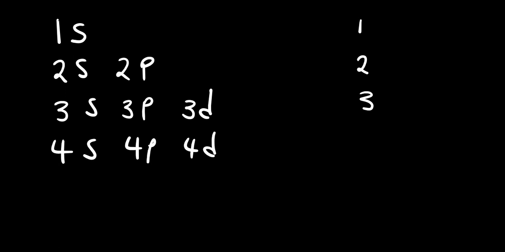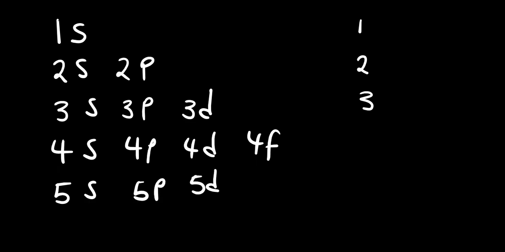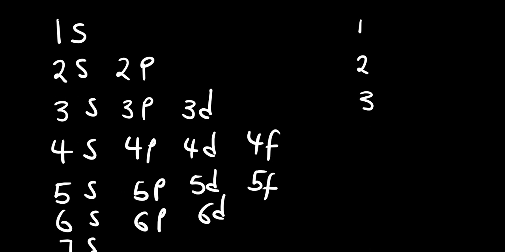Then in the fifth, you've got 5s, 5p, 5d, 5f. Then in the sixth shell you have 6s, 6p, 6d. Then in the last one, the seventh shell, you have 7s and 7p.